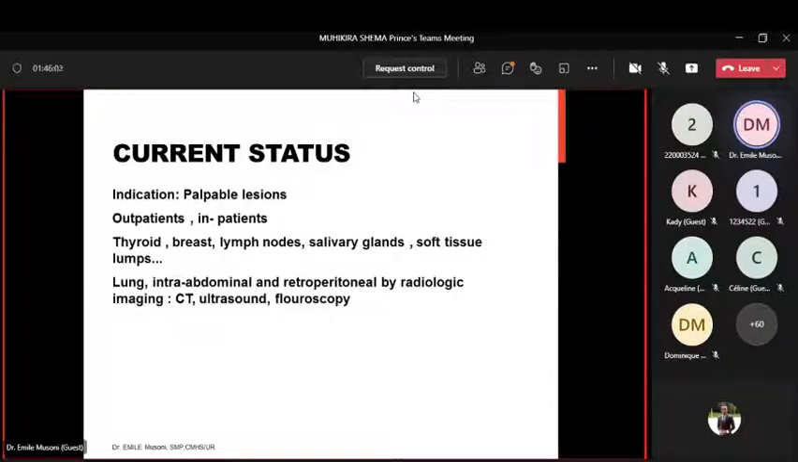For the lung, you can use the intra-abdominal approach. So even on the lung, you can do the biopsy. Even intra-abdominal and peritoneal, by radiologic imaging using CT scan, ultrasound, and fluoroscopy. But most of the time, it is the thyroid, the breast, the salivary gland. Because for the lung, you must have a radiologist around or someone specialized in lung disease.